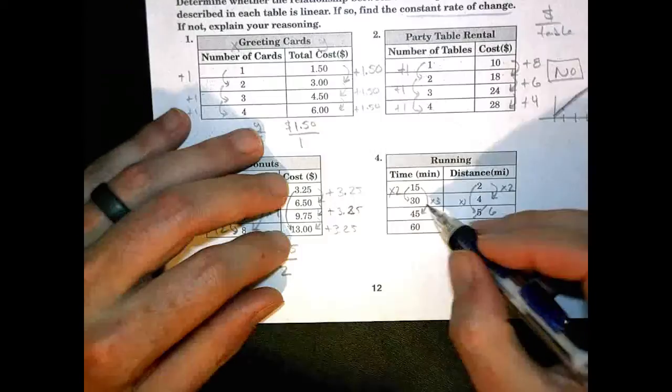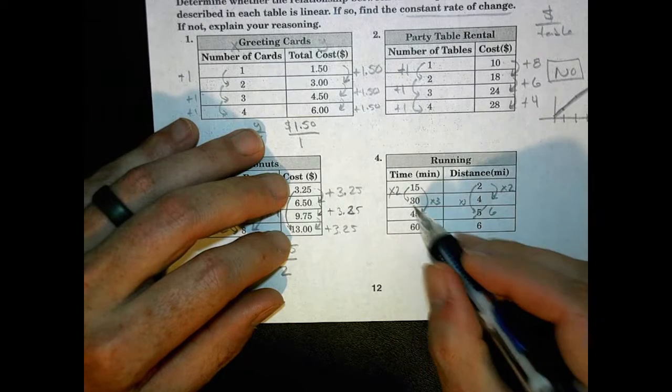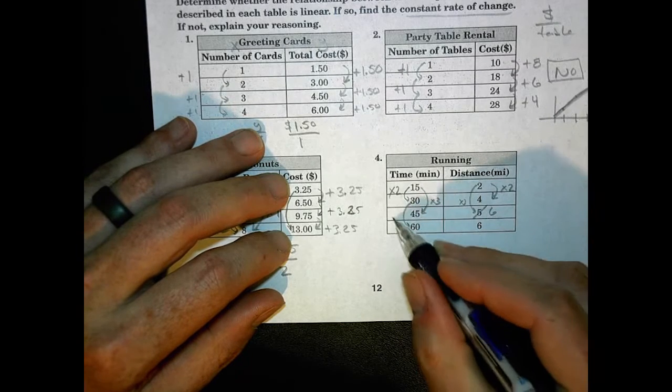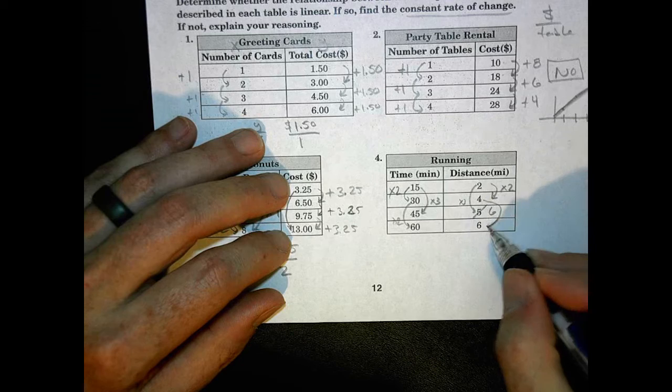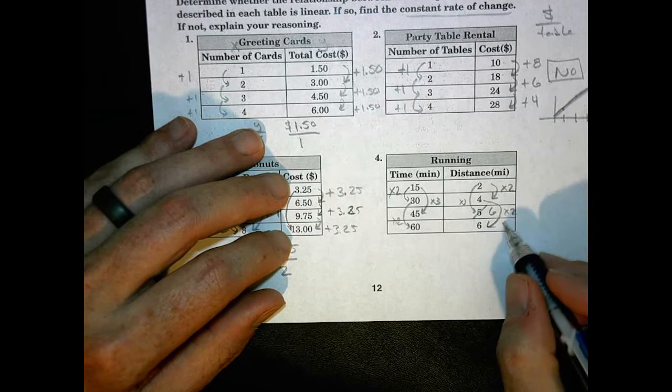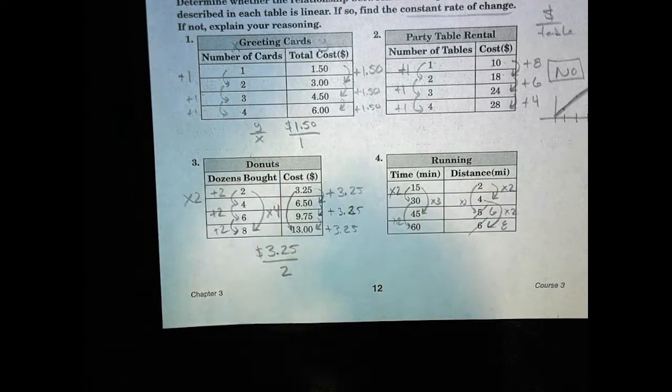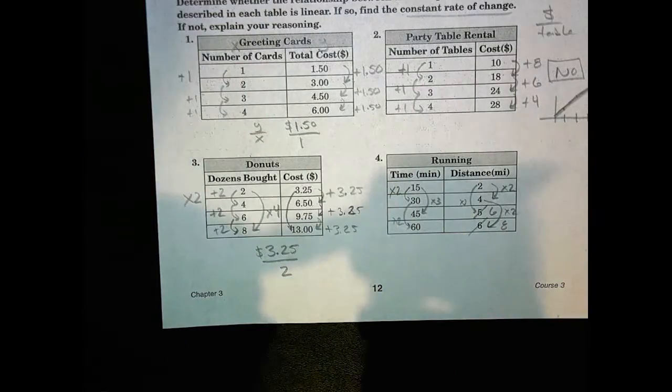I can look at also here, I can go 30 to 60. Look at this, 30 to 60, that's times 2. So 4 to 6, 4 times 2 is 8. So that's not proportional there. So looking at multiplication, I can see that it's not proportional.